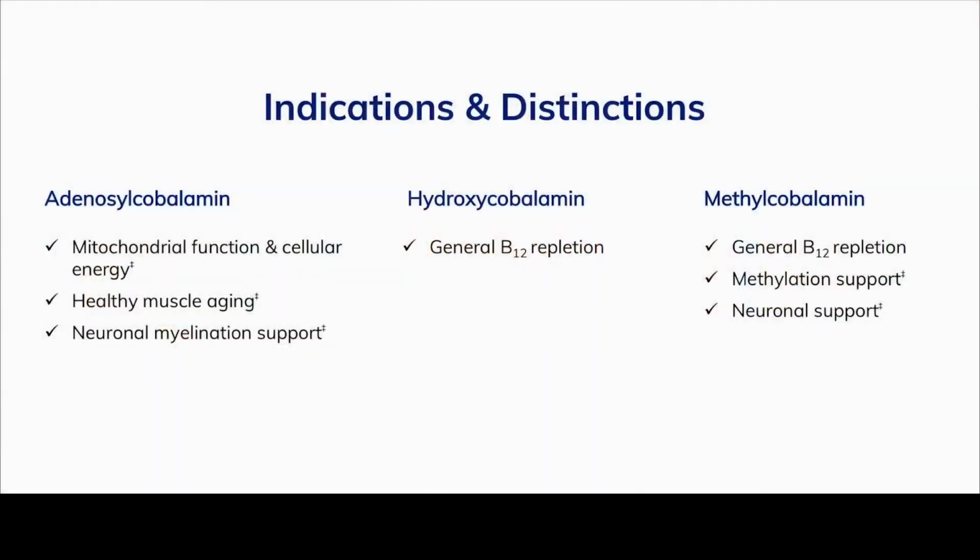So I just went through a lot of preclinical data that shows a unique profile of functions for adenosylcobalamin that are distinct from methylcobalamin. But let's step back and talk about the real distinctions here when you're trying to choose a supplement. So adenosylcobalamin might be preferable if you are addressing the needs of an older individual, or you're specifically focused on neuromuscular or neuronal or mitochondrial function having to do with muscle function. Healthy muscle aging is a really good indication for adenosylcobalamin, as well as neuronal myelination, where adenosylcobalamin outperformed the methylcobalamin in the study I just mentioned.